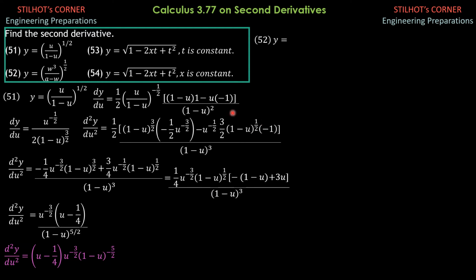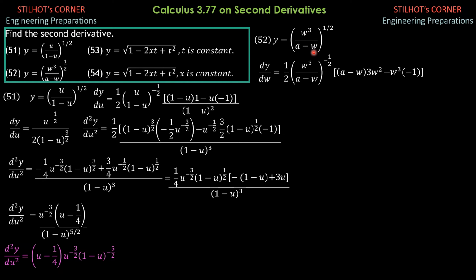Problem 52, y equals quantity w cubed over a minus w raised to 1/2. So again, it's the same form as this. So by power formula and chain rule, dy/dw equals 1/2 quantity w cubed over a minus w raised to negative 1/2 times derivative of fraction, which is quantity denominator a minus w, derivative of numerator 3w squared, minus numerator w cubed, derivative of denominator negative 1, all over a minus w quantity squared.